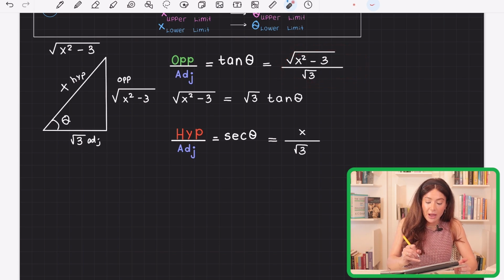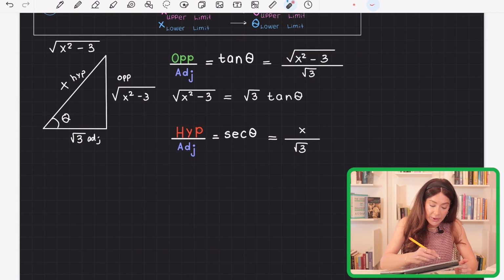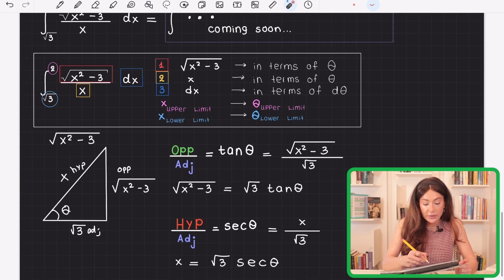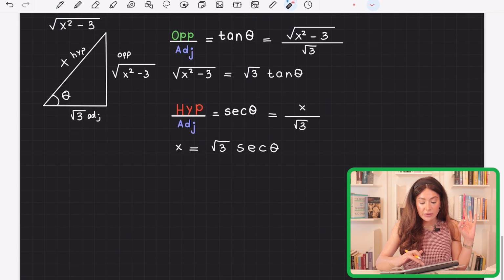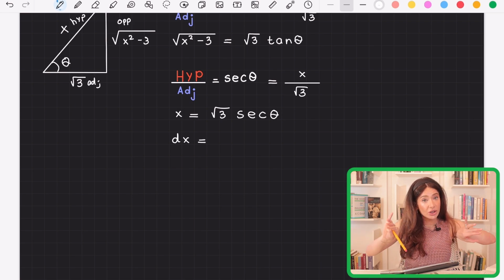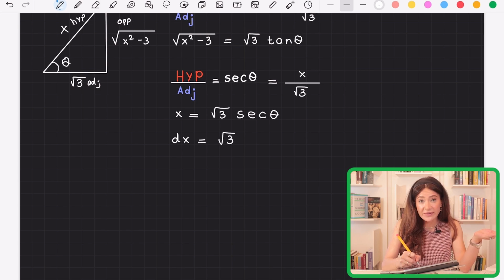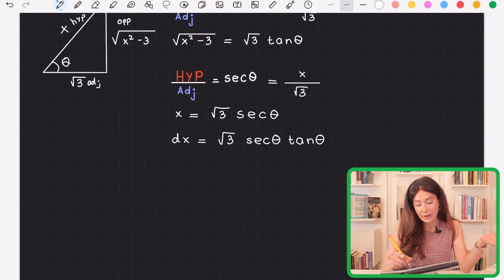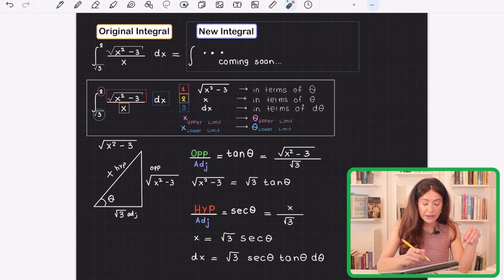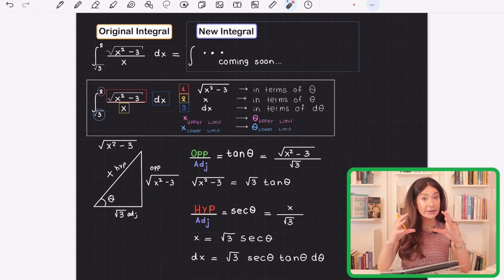Okay, so now I'm going to express x, which is square root of 3 times secant theta. So these two, I've got those. So now I'm going to get dx, which you get from taking the derivative of both sides, differentiate both sides. So the left side is dx and the right side is square root of 3, and the derivative of secant is secant theta tangent theta. And then don't forget d theta, okay? At this point, you have all 3 of the components that you had in the integral.